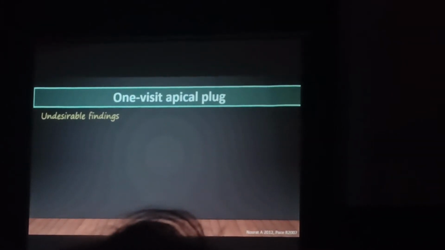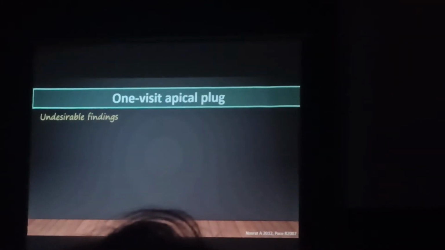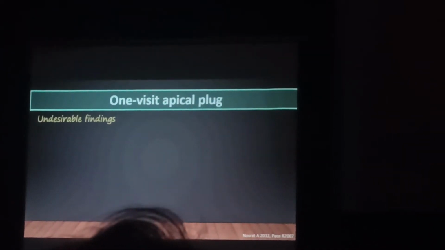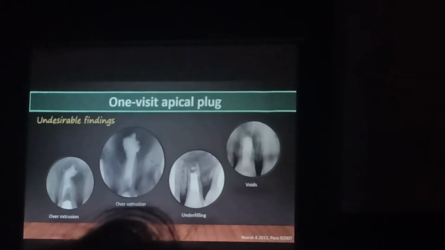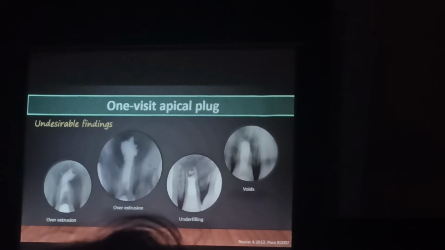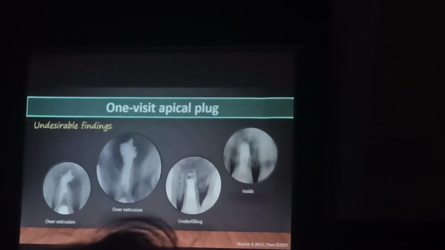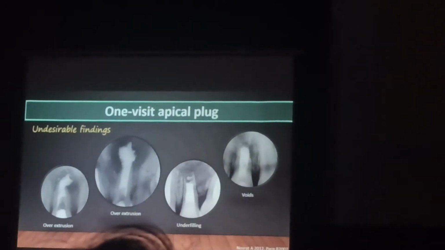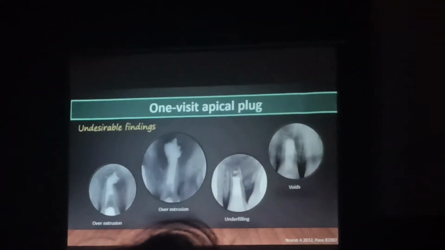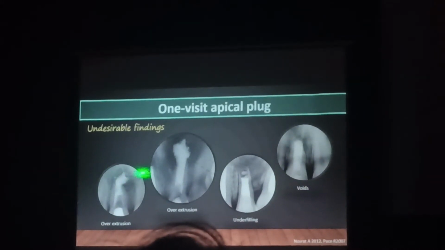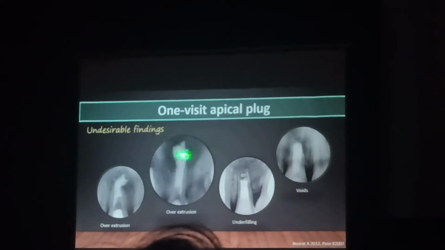However, even though the MTA apical plug or apical barrier technique is a good thing and easy to do and also quick, it still has undesirable findings. For example, over-extrusion of MTA, because the tooth itself is a little bit wide and large. If you just place MTA without any concern, you may push the MTA through the end of the root, some a little, some a lot.